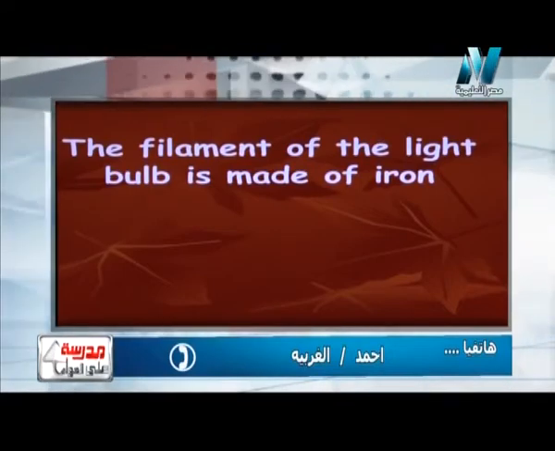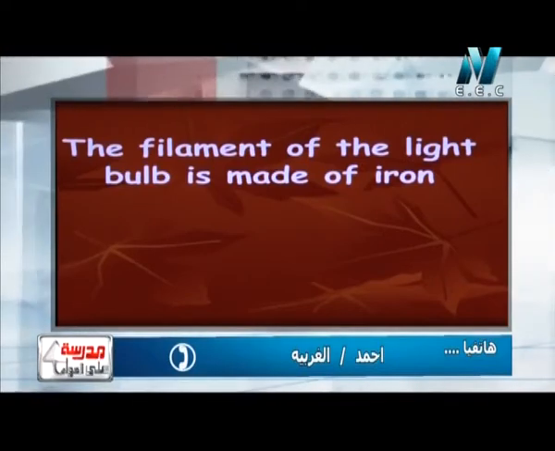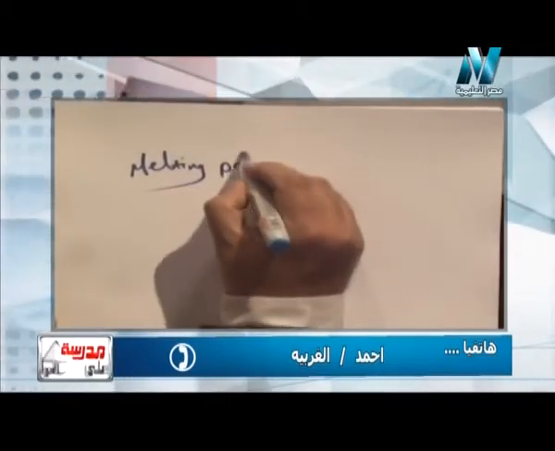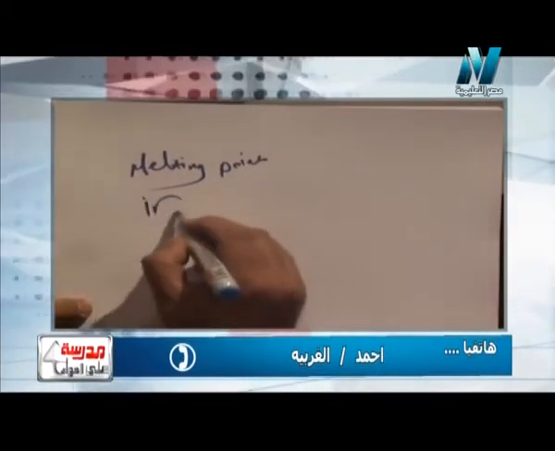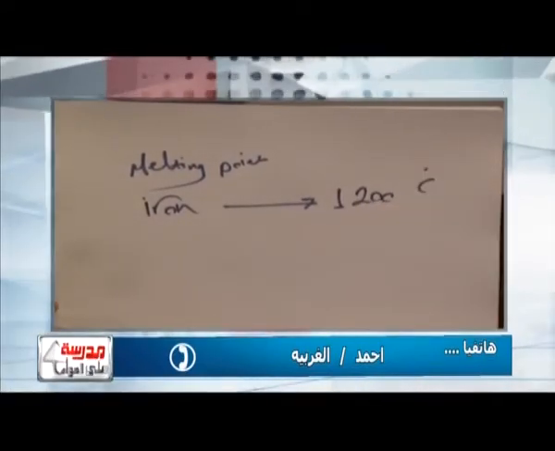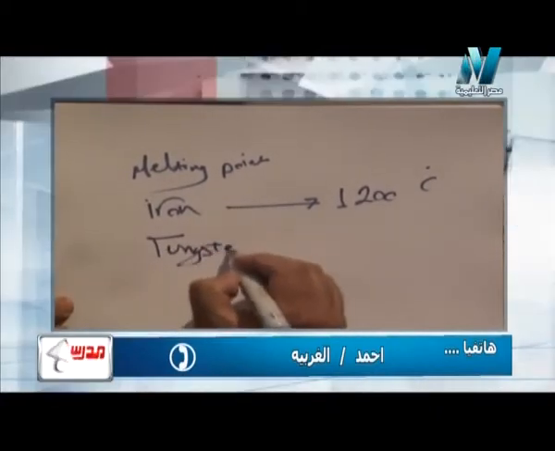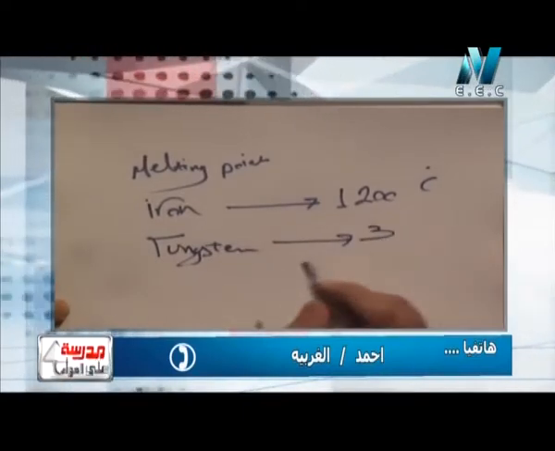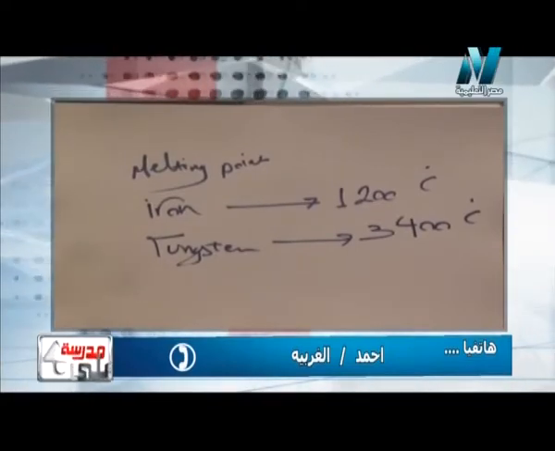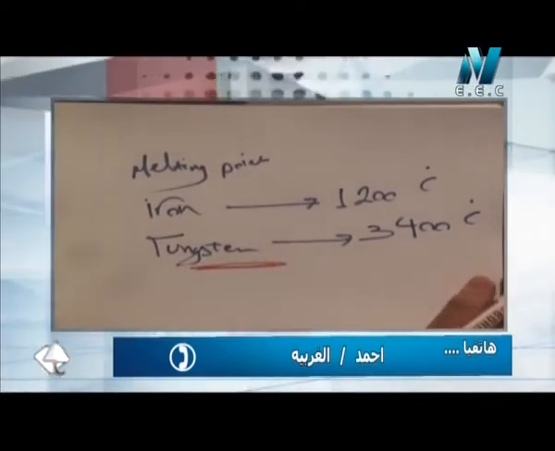Okay, Ahmed, I will give you some values. Concentrate with me. The melting point of iron is about 1200 Celsius. What about the melting point of tungsten? It's about 3400 Celsius. So which one is bigger, Ahmed? Tungsten, surely. So we use tungsten because it has a high melting point.